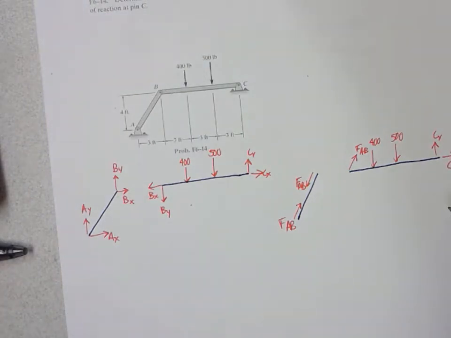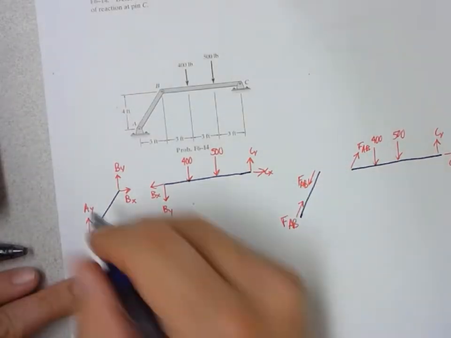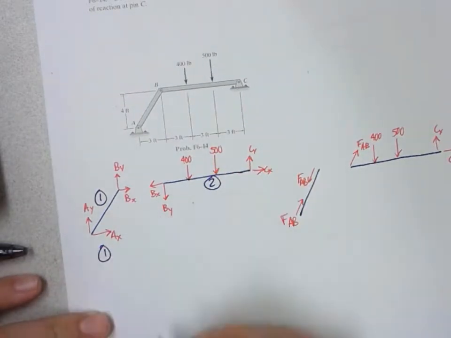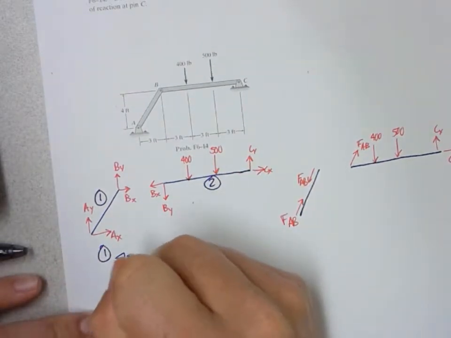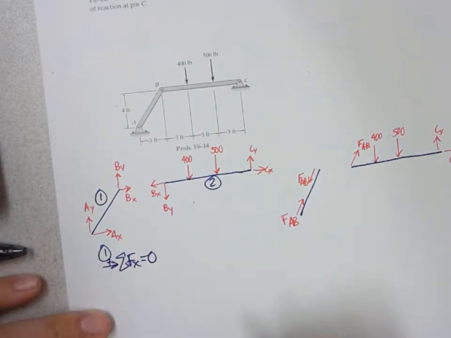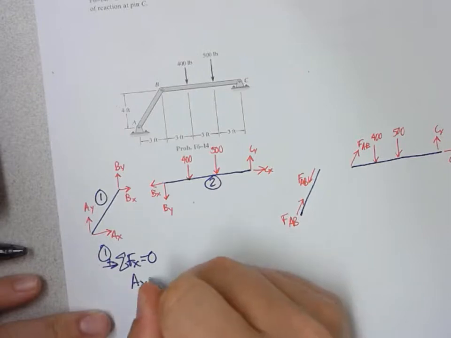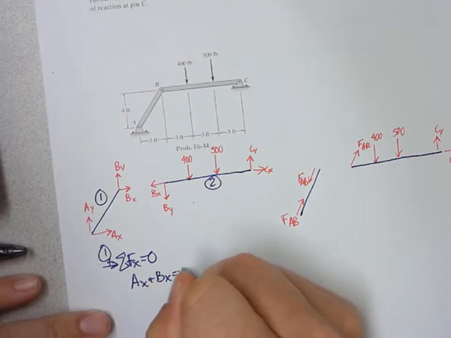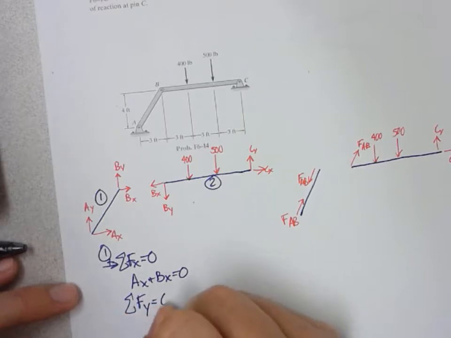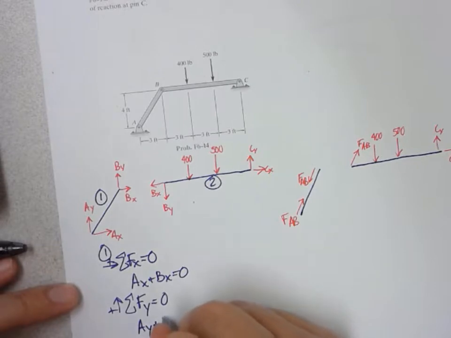So let's go ahead and we can work it both ways. Let's start with this. I'm going to label this as member 1 and member 2. So let's look at member 1. At member 1, we'll sum the forces in the x direction and set them equal to 0. Okay? So we'll have AX plus BX equals 0. Then I'll sum the forces in the y direction, set that equal to 0. I'll have AY plus BY equals 0.